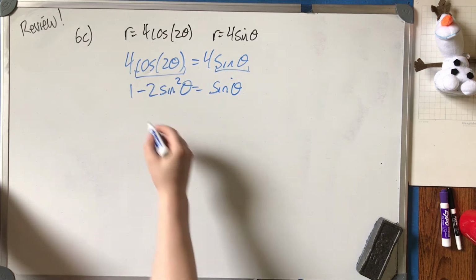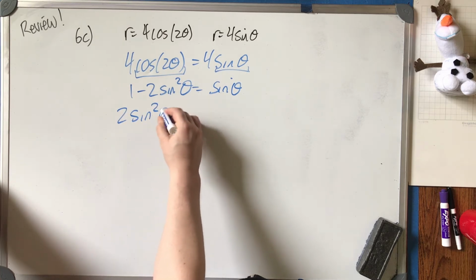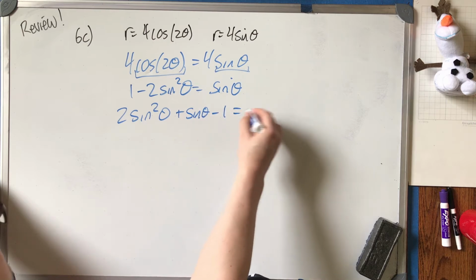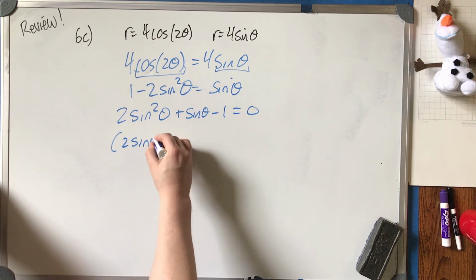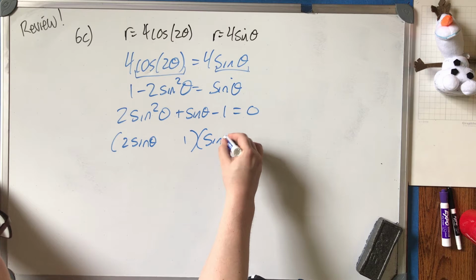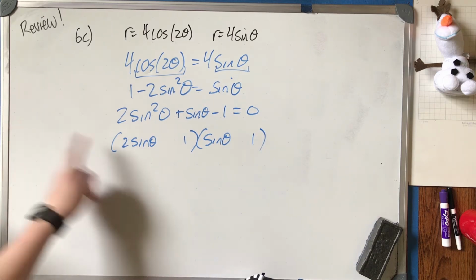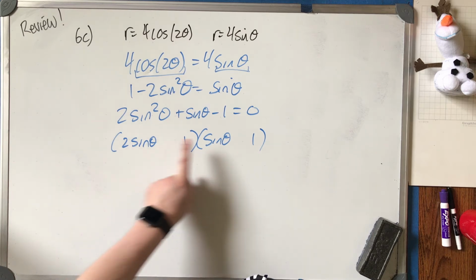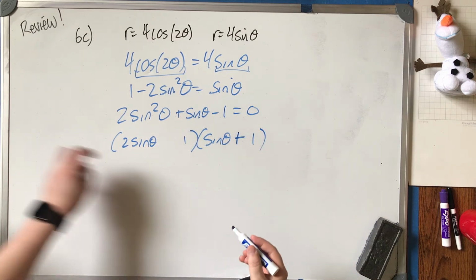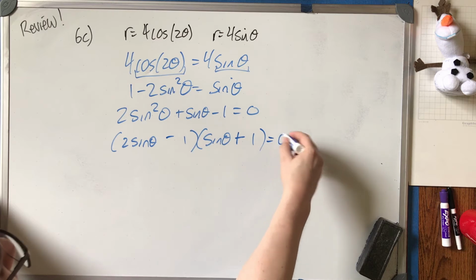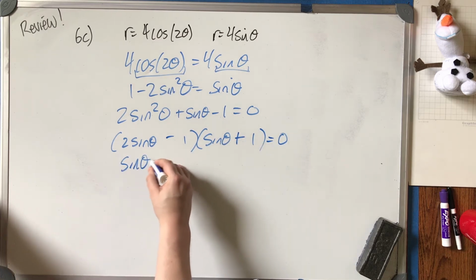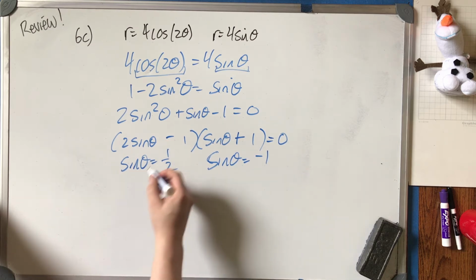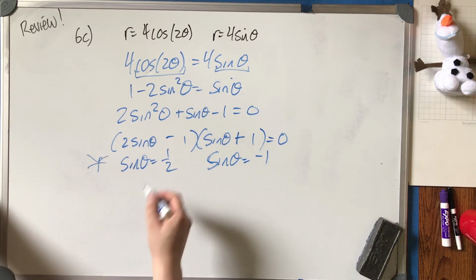I'll get everything to one side. So that's going to give me 2 sine squared theta plus sine theta minus 1 equals 0. And then we just have to factor this. I'll start off knowing that 2 sine theta and sine theta have to go here, and 1 has to be that. Whatever the 2 multiplies by needs to be positive because the middle term is positive. That allows me to very easily factor this and get that sine theta equals 1/2 and sine theta equals -1.